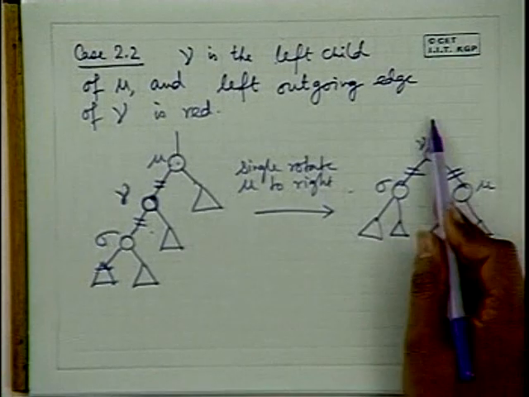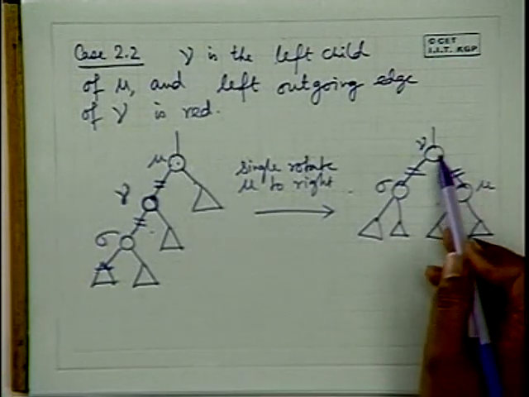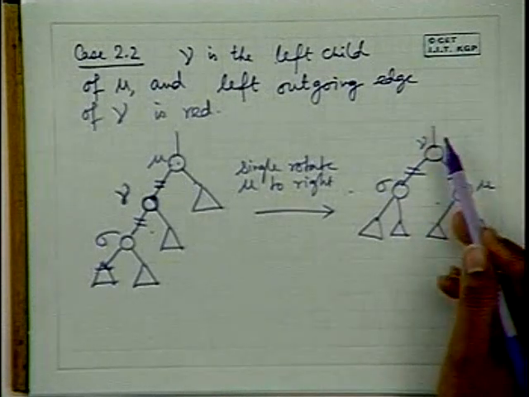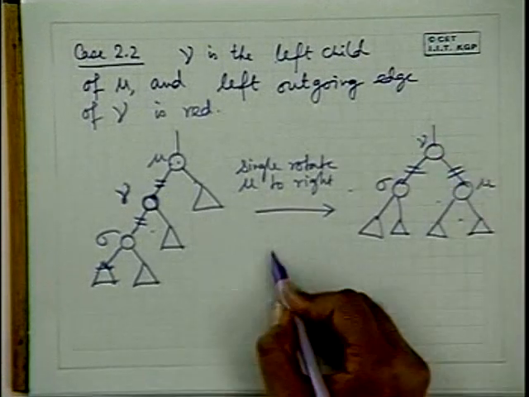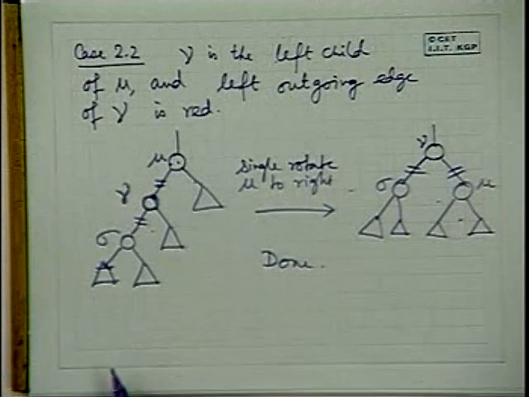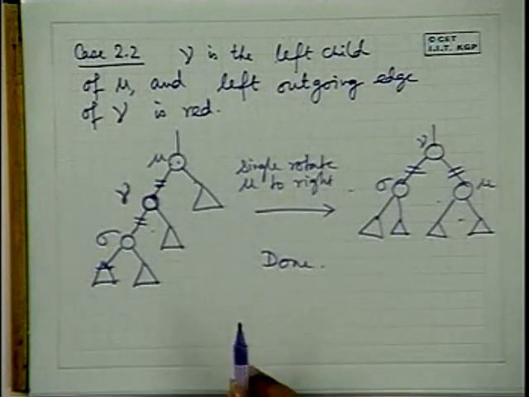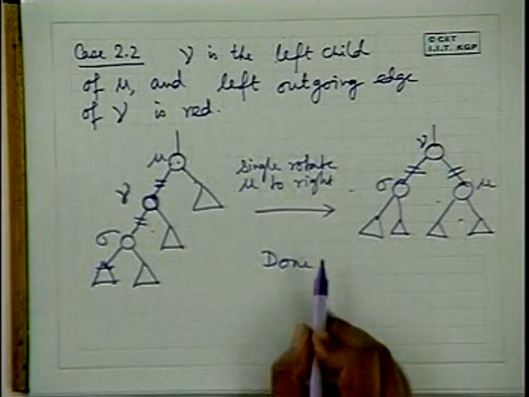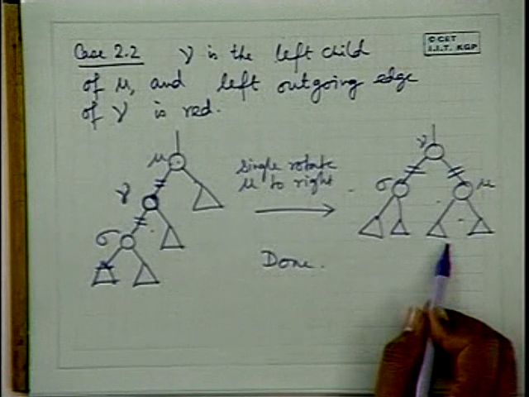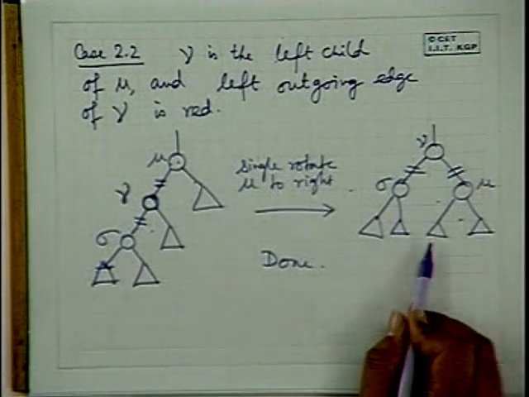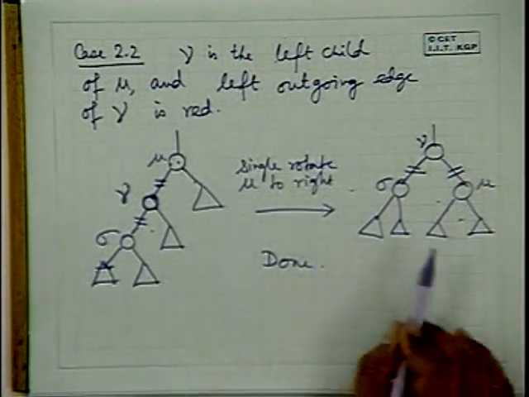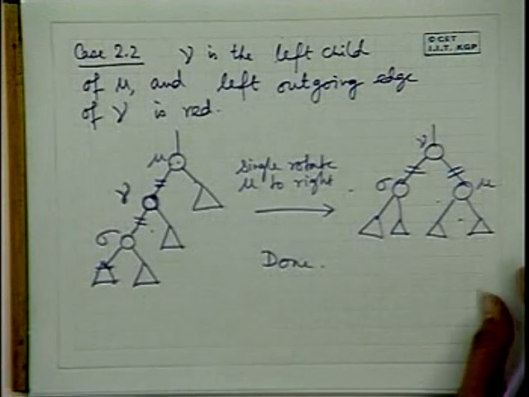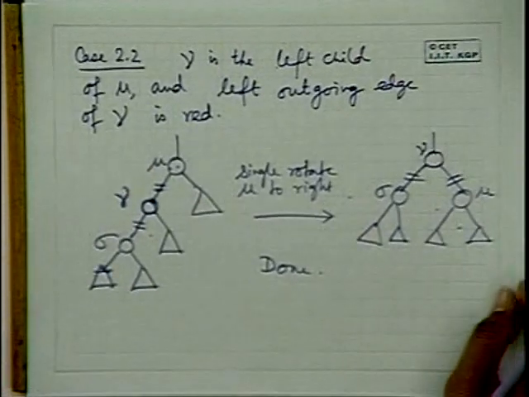We don't have to go back anymore because we didn't have to do anything to the parent of this remaining black. So we are done. In this case, we don't have to go up. But one needs to verify all this very carefully. You go back home and verify all this carefully, why it is okay. I'm just giving you the major ideas here. Okay, so this is case 2.2.